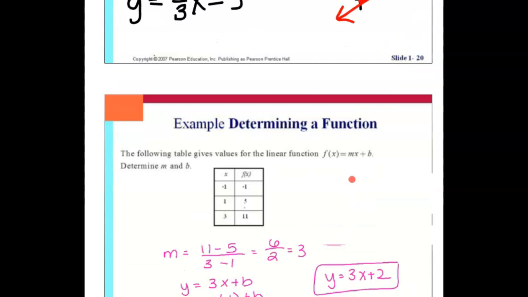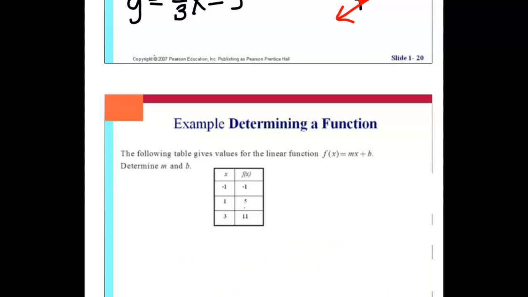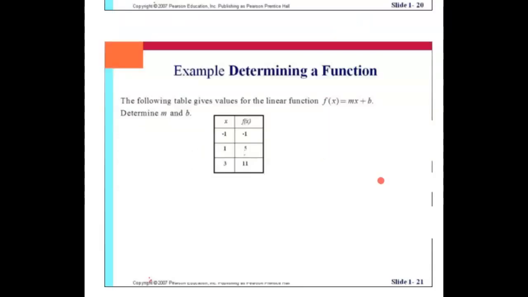And I'm hiding stuff as I'm going slow. All right, and last, determine if it is a function. So there are a couple things in order to be a function. It cannot have any repeated x's. So we're good. And then the second thing we want to do is create the equation. So it says determine m and b.